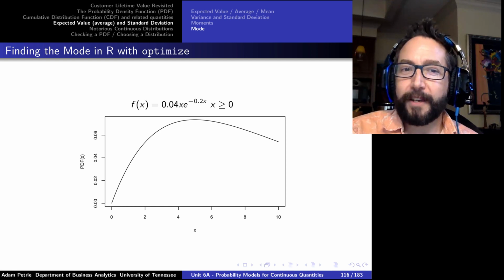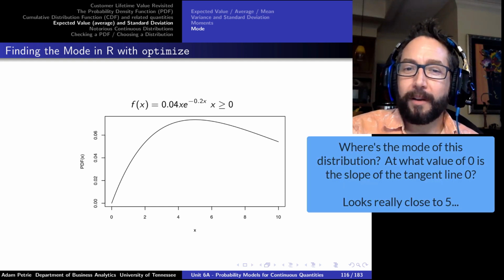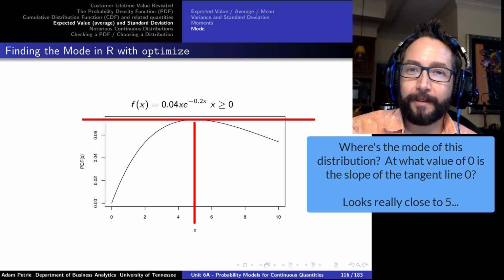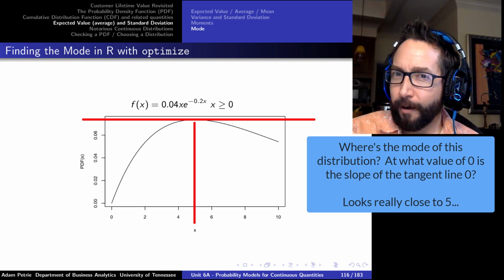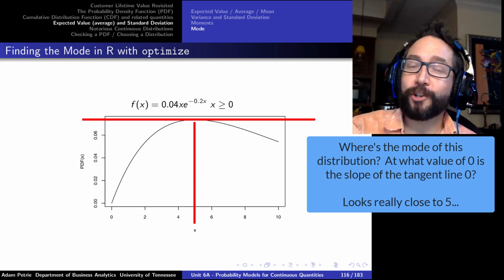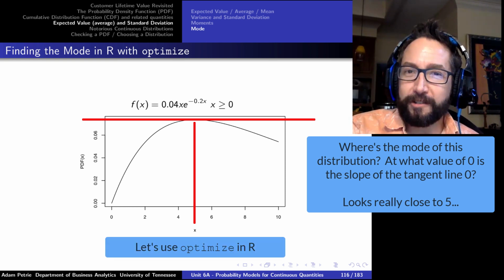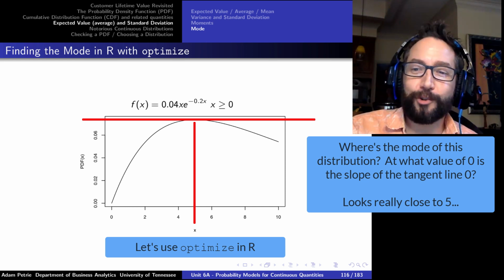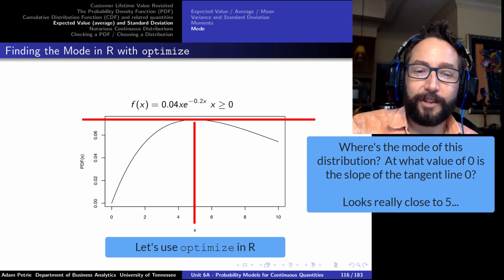So let's try to figure out what the mode of this PDF is. 0.04 times x times e to the minus 0.2x. I'm going to first do this in R, because R has a very powerful function called optimize, which actually will tell us immediately where the peaks are for any particular distribution we have in mind. So how does this work?